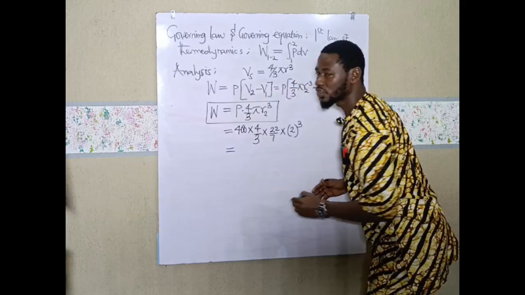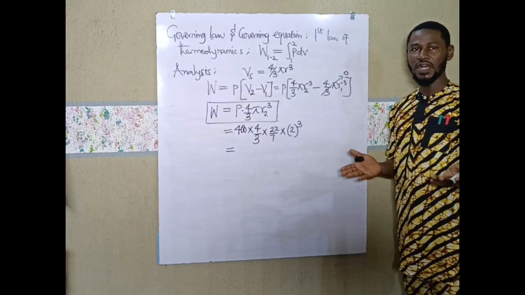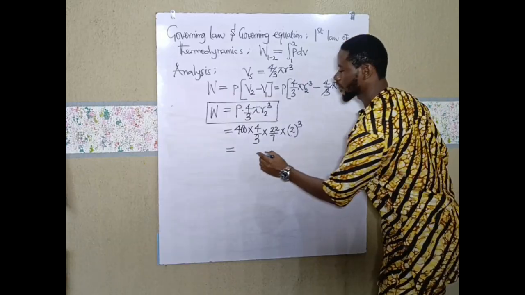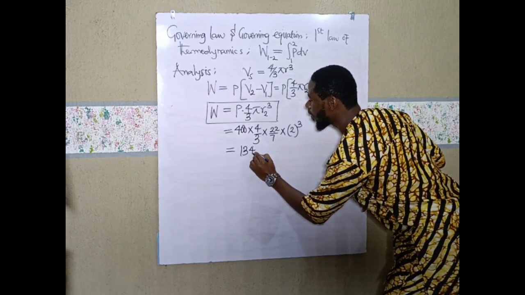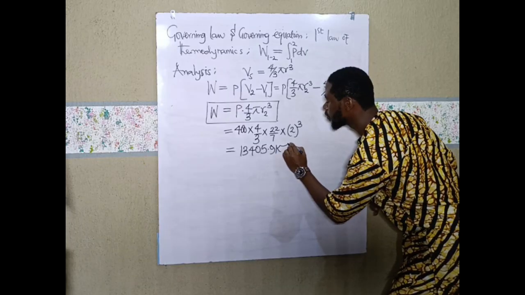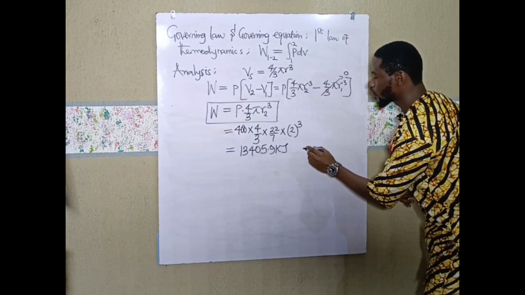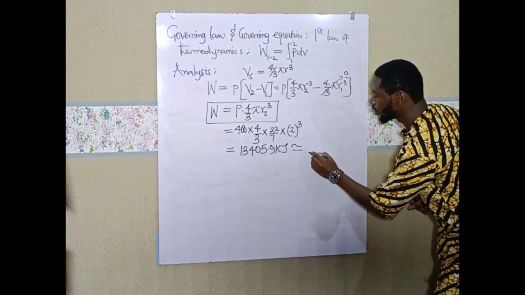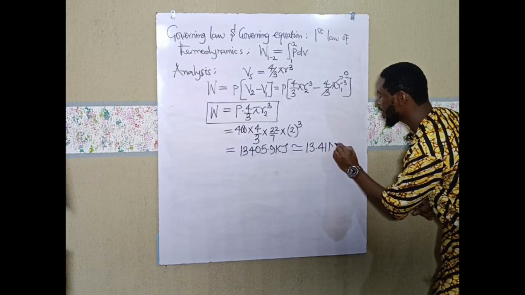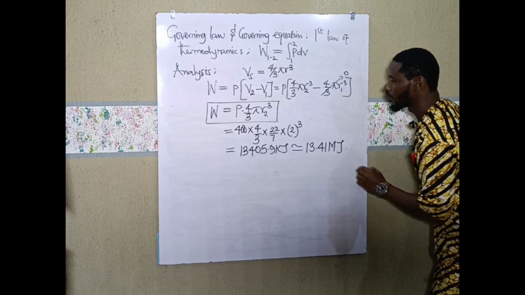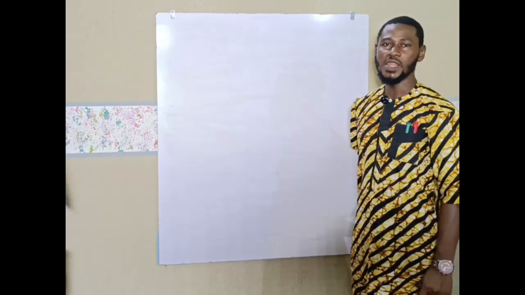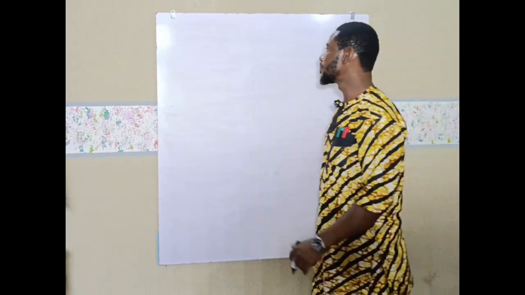So by the time you punch your calculator, the final answer becomes 13405.9 kilojoule, which is also equivalent to 13.41 megajoule. This is the work done during the process. Let's move to example 2.